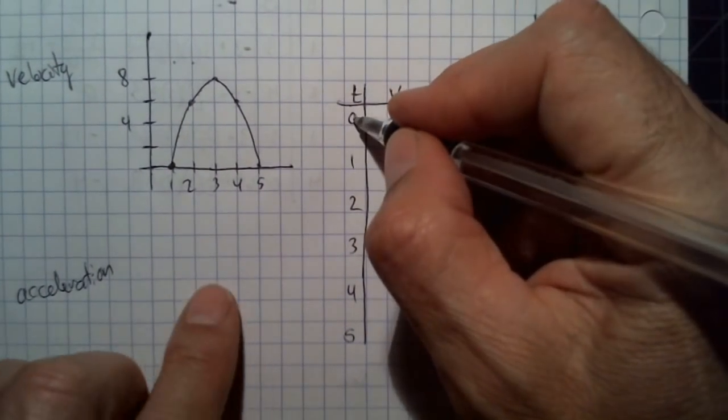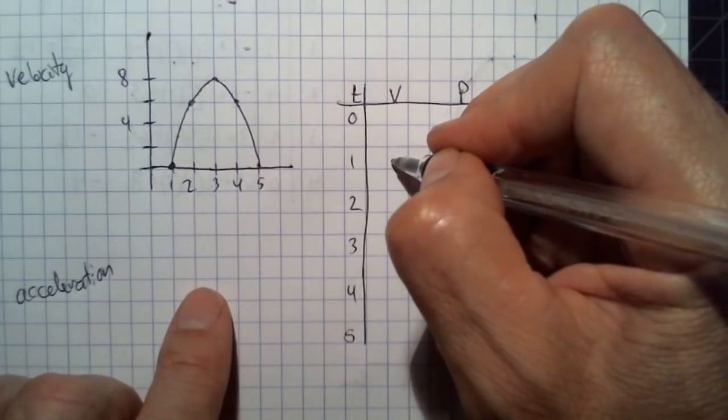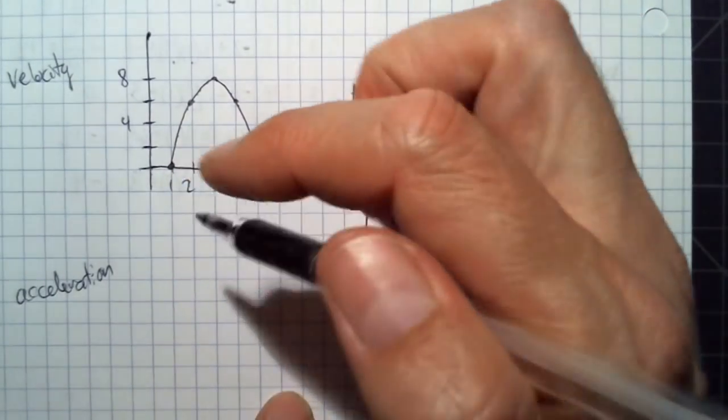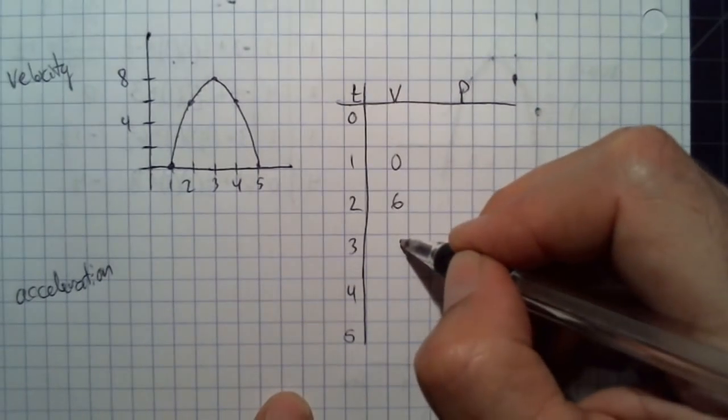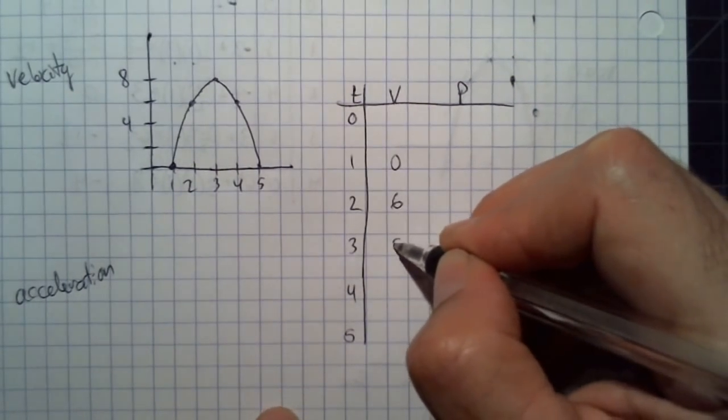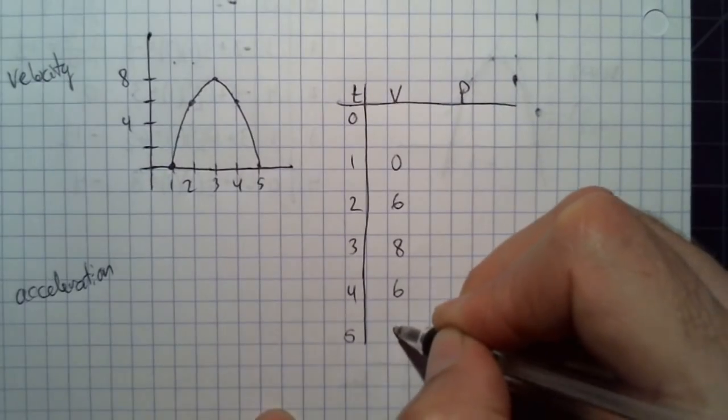Alright, velocity at 0, we're going to ignore that and just go here. Velocity is 0. At 1, velocity is 0. At 2, velocity is 6. At 3, velocity is 8, 6, 0.